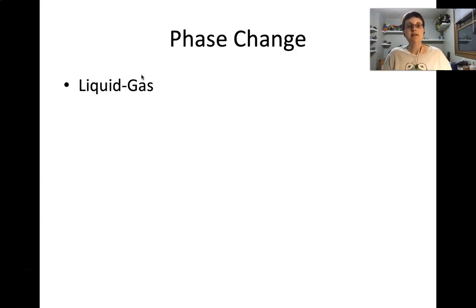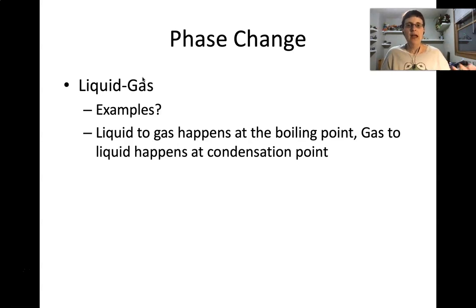So the next phase change is liquid to gas. So we keep going up. If you think of examples, again, we're thinking water to water vapor, but there are lots and lots of other liquid-gas phase changes. Same thing, liquid to gas happens at the boiling point, and gas to liquid happens at the condensation point. That's when the gas condenses or collects back to the liquid. And again, both at the same temperature.